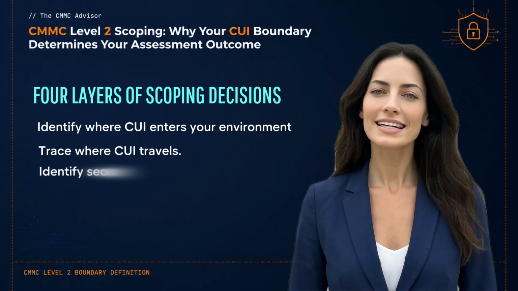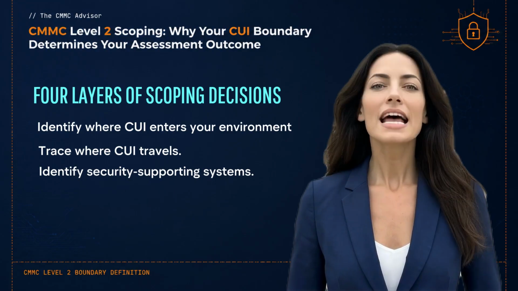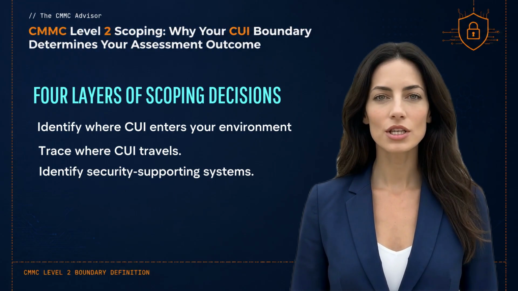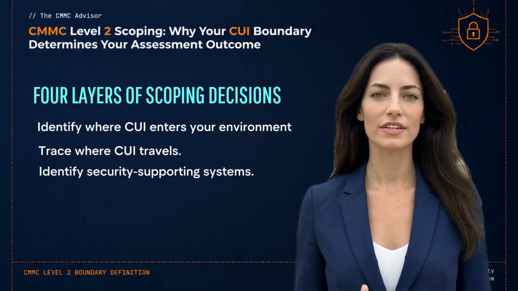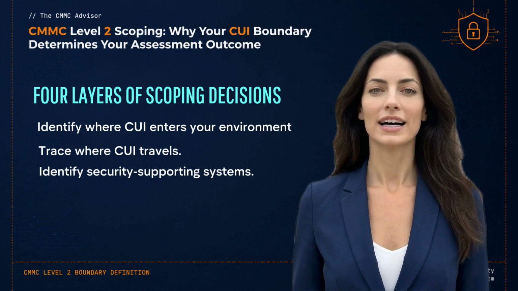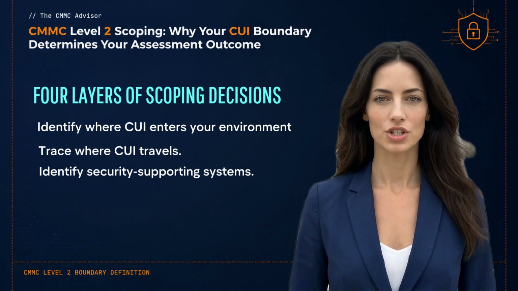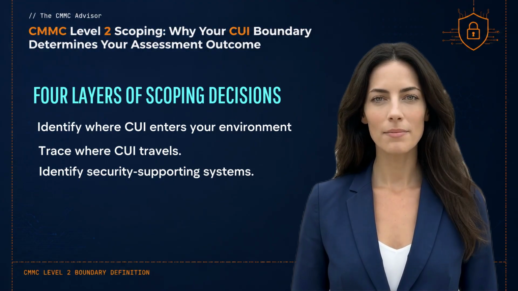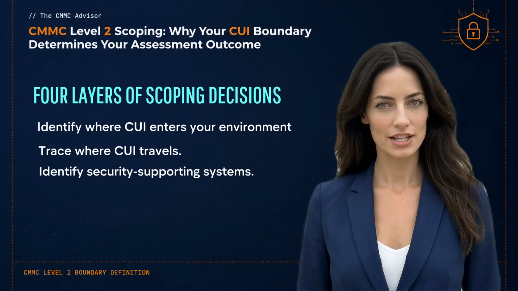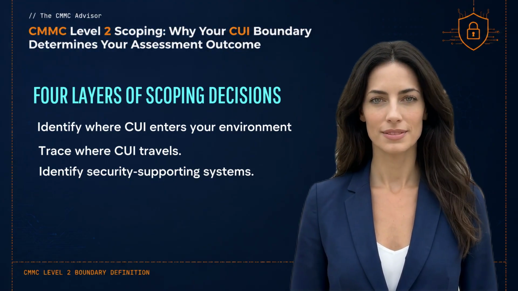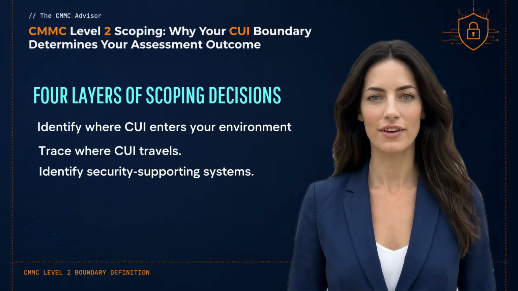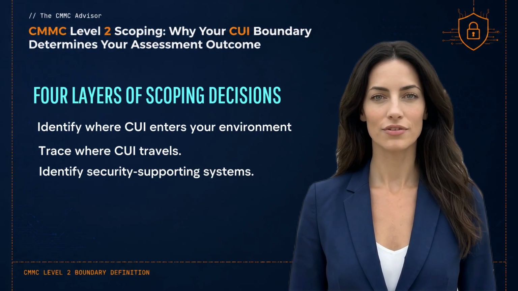Layer 3, identify security supporting systems. CMMC scope is not limited to systems that directly handle CUI. Systems that provide security functions to the CUI environment are also in scope. This includes your identity and access management infrastructure, your logging and SIEM, your security information and event management platform, your endpoint detection tools, your patch management systems. If those systems fail or are compromised, CUI protection fails. They are in scope.